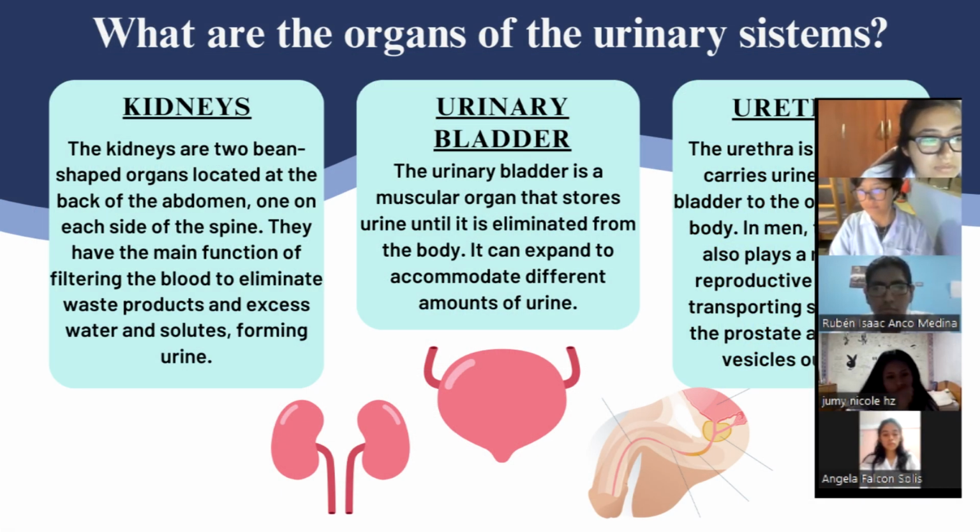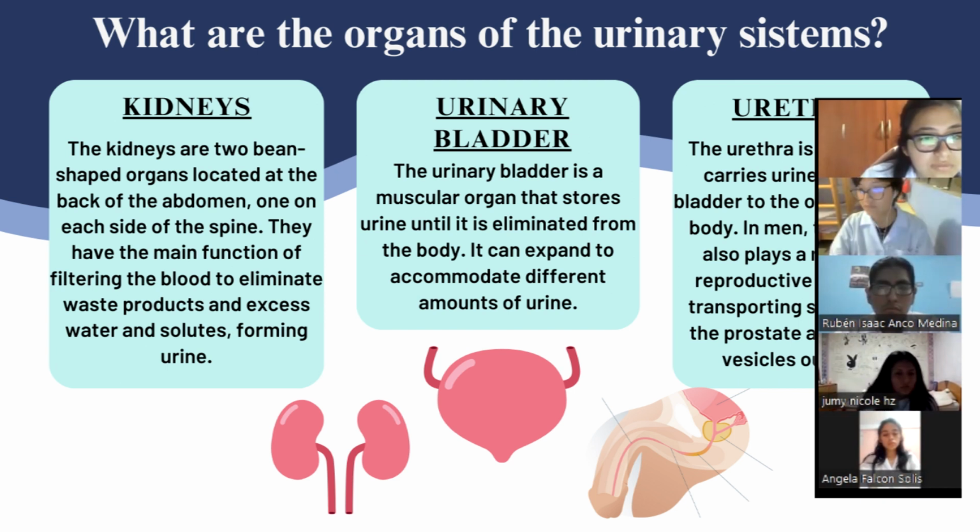What are the organs of the urinary system? One, the kidneys. The kidneys are two bean-shaped organs located at the back of the abdomen, one on each side of the spine. They have the main function of filtering the blood to eliminate waste products and excess water and solids, forming urine.